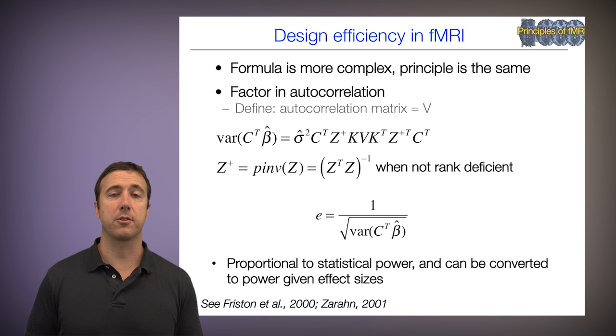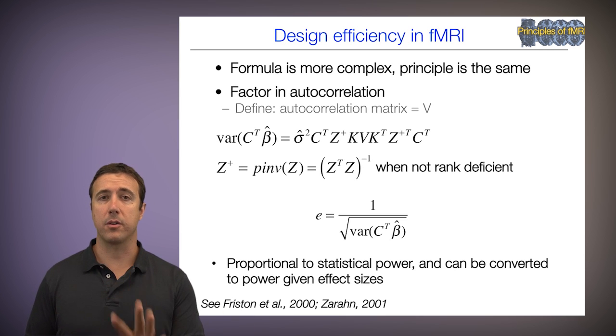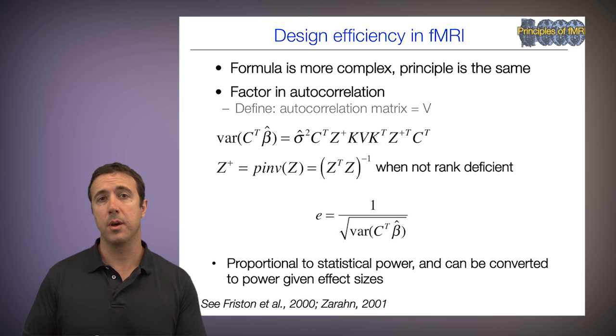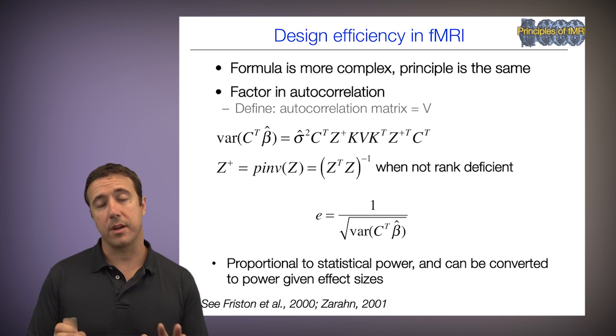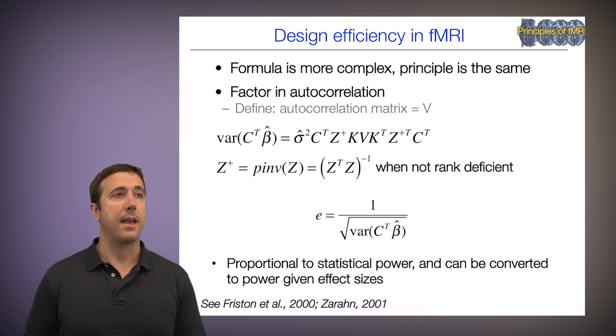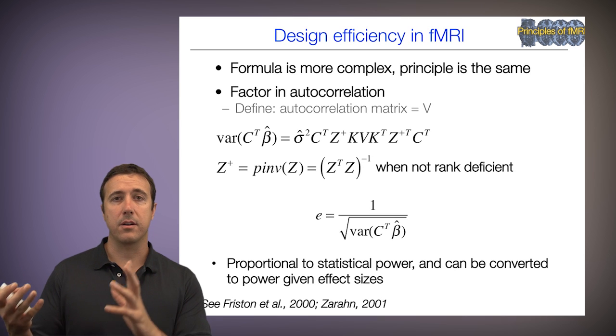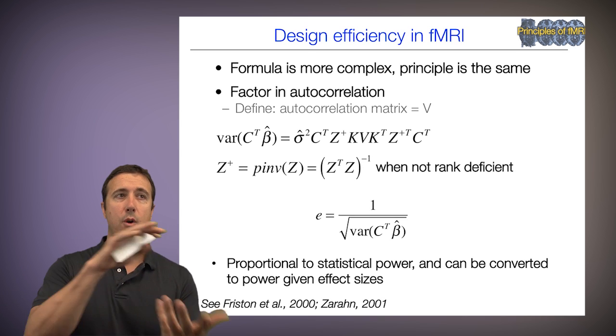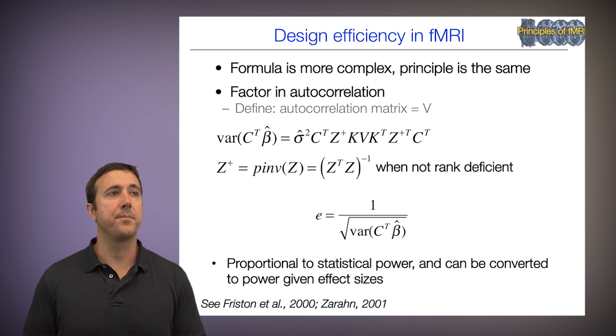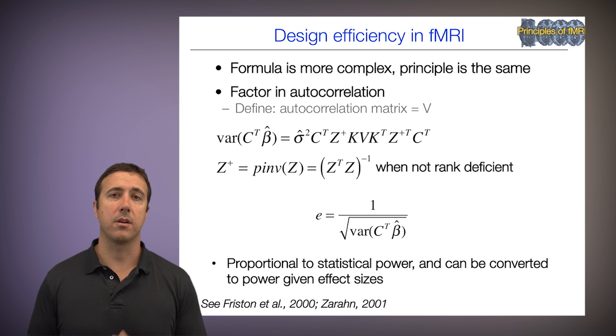And finally, we'll factor in autocorrelation. And again, the formula is more complex. What I'm essentially doing here is defining an autocorrelation matrix V, which has some known or estimated colored noise in the scanner. And now I'm just taking that entire expression and sandwiching it around the V matrix, which gives me an estimate of the variance with colored noise.